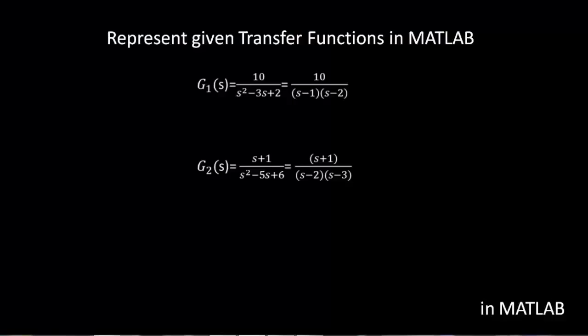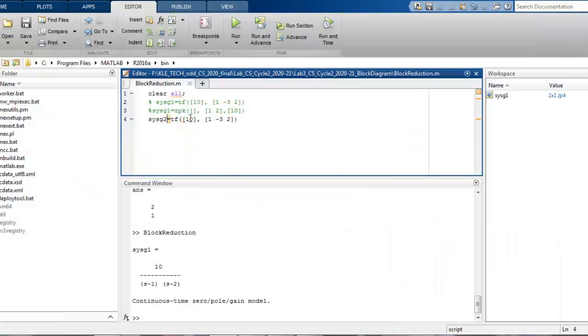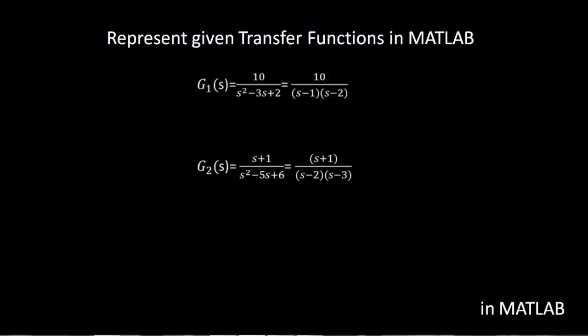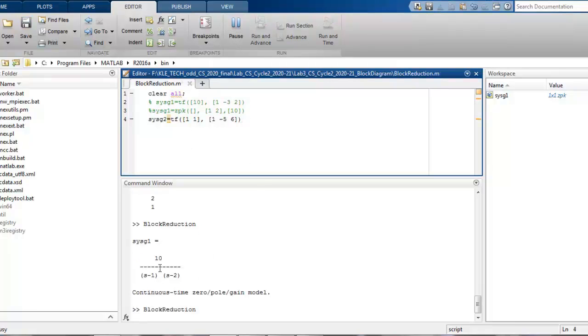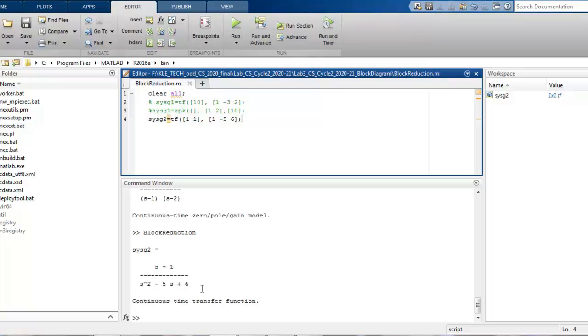Then let us come back to our equation. It is s plus 1 numerator, that is 1 comma, sorry, numerator is 1 and 1. So I write it as denominator is 1, minus 5 and 6. So now if I run this, I get the s plus 1, s square minus 5s plus 6 form. Okay, let me comment this.